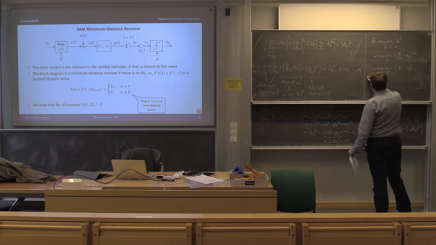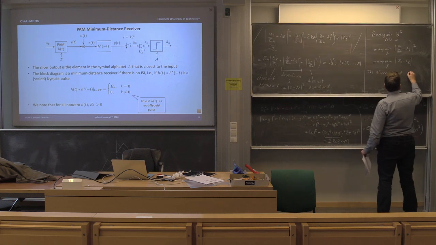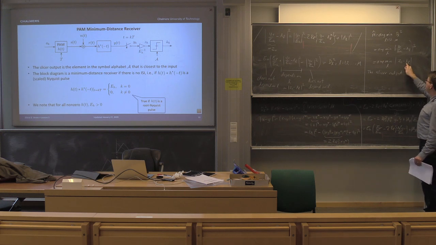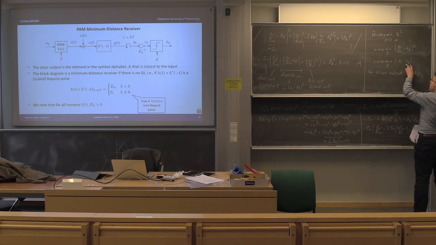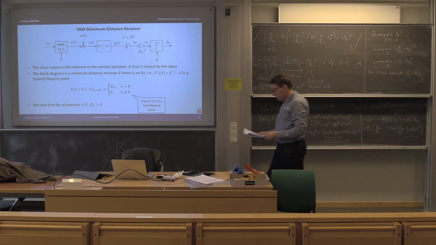The slicer outputs, actually not the index but the value that minimizes this. So it outputs then a hat 0 equal to a m hat, like this. It picks the index, which is the smallest. That's what we're looking for. But instead of outputting the index, it actually outputs the corresponding symbol.